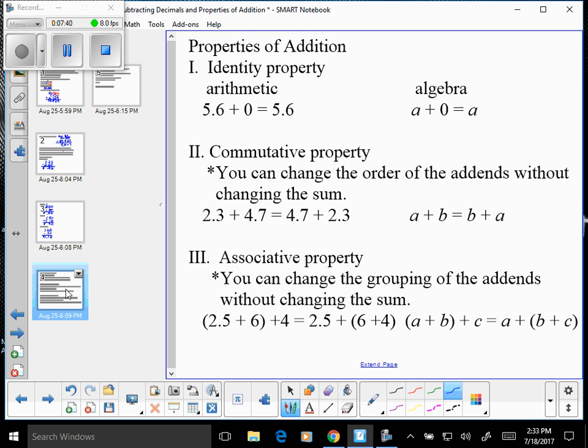The commutative property is extremely powerful and so helpful. It says that you can change the order of the addends without changing what the sum is. 2.3 plus 4.7 is going to be the exact same thing as 4.7 plus 2.3. If I take that 7 plus 3, I'm going to get a 0 and carry 1. 2 and 4 and 1 make 7. And over here, 7 plus 3 is going to give me a 0, carry that 1, and 4 plus 2 plus 1 is 7.